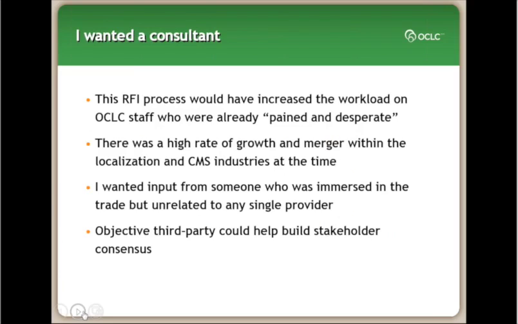So step 2, as far as the requirements and selection was concerned, I knew I wanted a consultant. This was a big project. It really was a multi-year project. This RFI process alone would have increased the workload on OCLC staff who, as we already know, were pained and desperate. There was a high rate of growth and merger within the localization and CMS industries at the time. And so I wanted somebody who was immersed in that world.